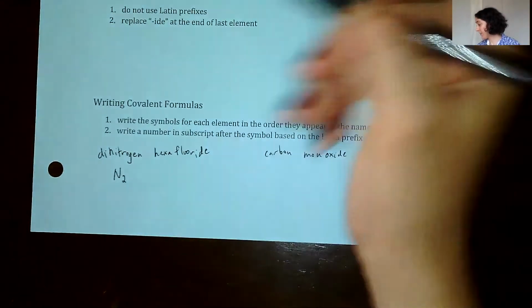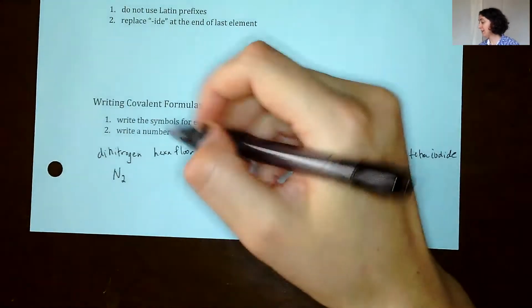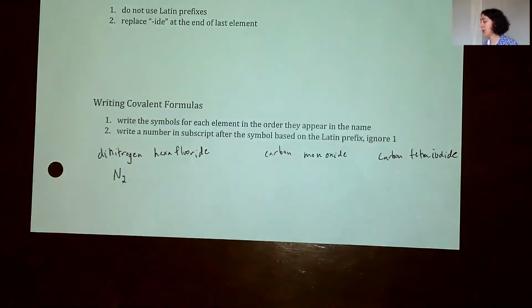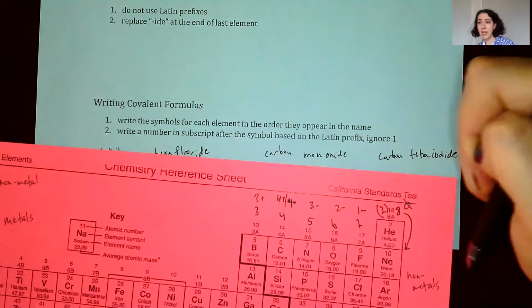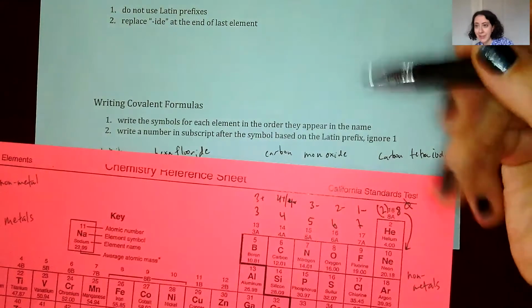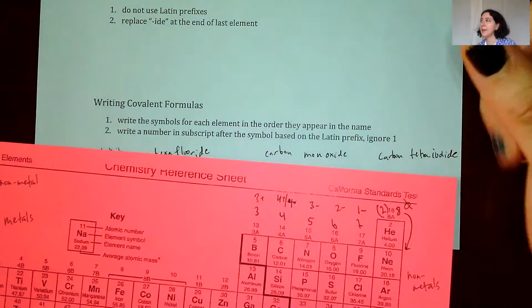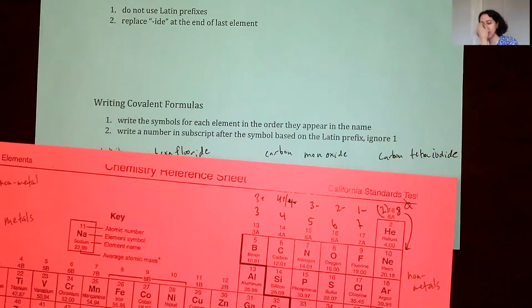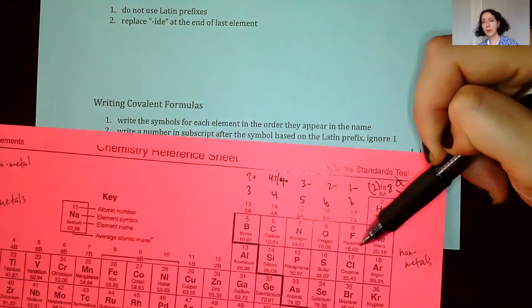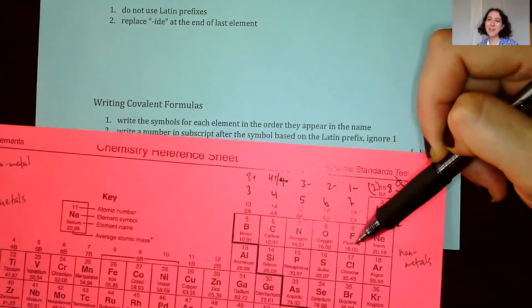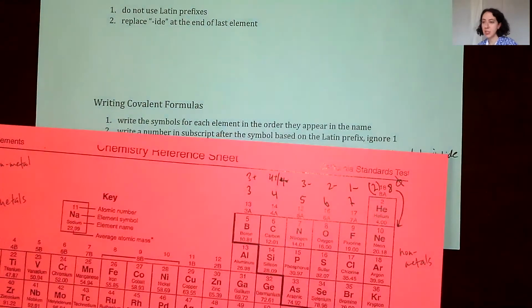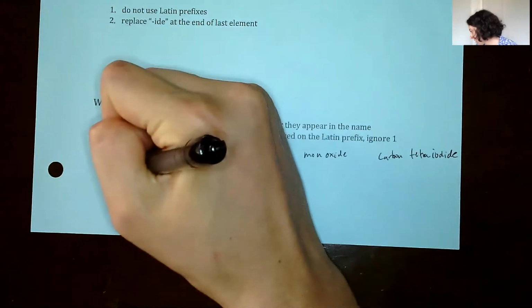All right, next step. So that's dinitrogen. The next step is hexafluoride. So if you look at the periodic table, there is no fluoride. That's not an element. However, it's the ending that we use for compounds. So you want to look for something that looks like fluoride. Well, I think fluorine is pretty close. You can tell that you turn the ine into an ide. So this is fluorine. Okay.